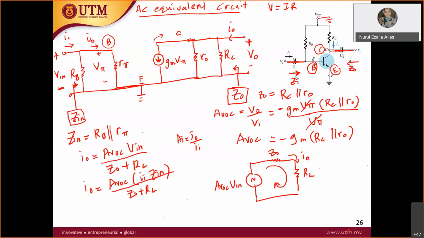Okay, so as you can see, you have I in at the right side. Therefore, you can bring your I in to the left side. So I out over I in, you take the I in from the right side to the left side. So you will get I out over I in is equal to AVOC Z in over Z out plus RL. Okay, so that's how you get the current gain.